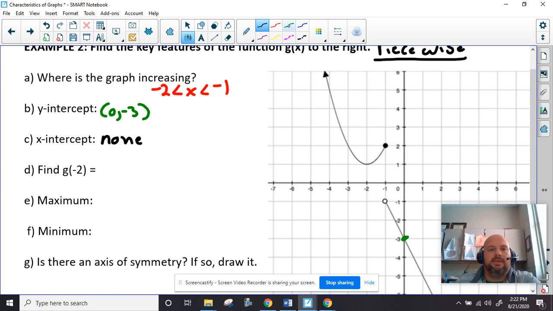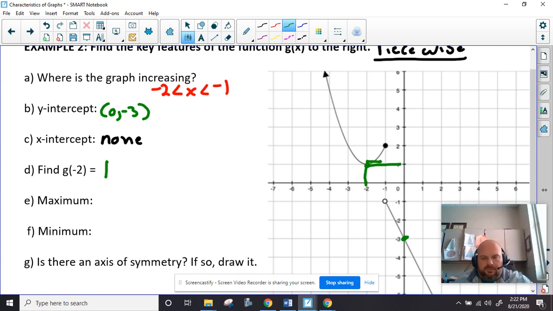Ta-da! All right. G of -2. Well, go to -2. I look around. It's not below. This time it's above. So I'm going to go up. That's where it touches. I go over to that y value. It's 1.